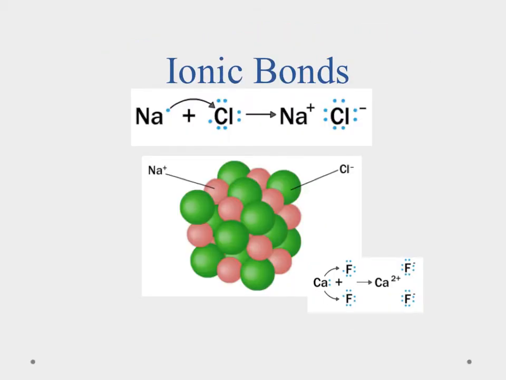Now there are 3 primary types of bonds we'll talk about in the course. The first one is going to be ionic, so we can pretty much tell that we're going to be dealing with ions.